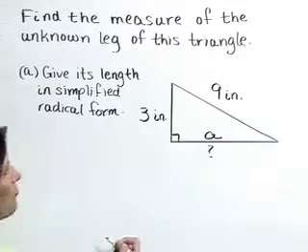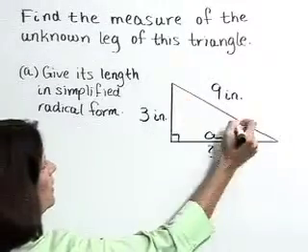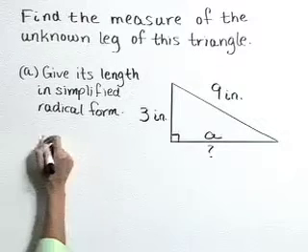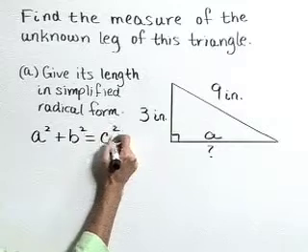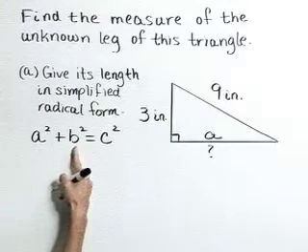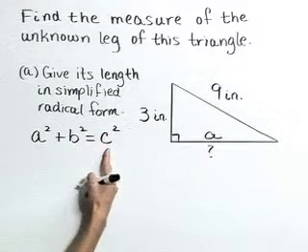And I'm going to use the Pythagorean theorem, which relates the three sides of a triangle as a squared plus b squared is equal to c squared. That's leg squared plus leg squared is equal to hypotenuse squared.